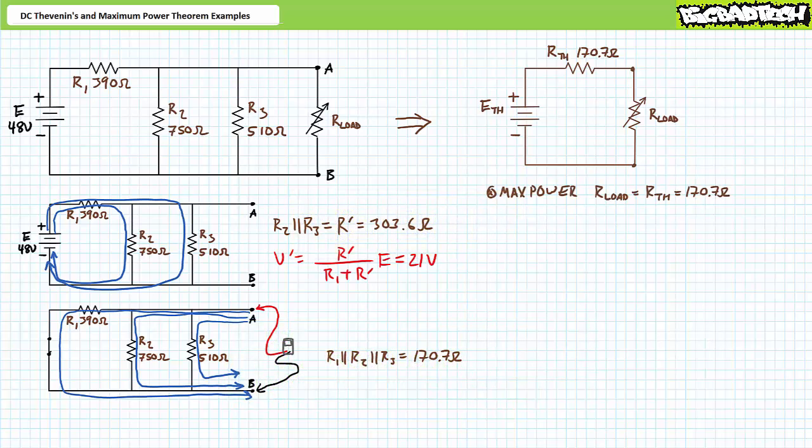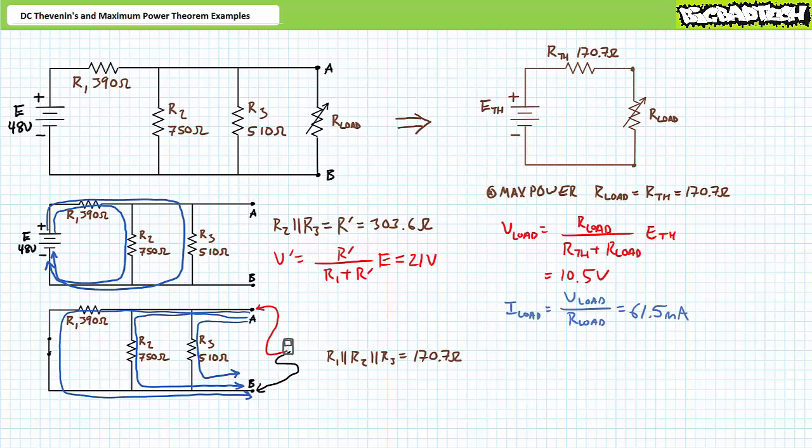The DC maximum power transfer theorem states that maximum power will be transferred to a load resistance when the load resistance equals the Thevenin equivalent resistance for that circuit. Therefore, our variable load resistor should see maximum power when it also has a value of 170.7 ohms. An application of the DC voltage divider rule demonstrates the voltage across the load resistor is 10.5 volts at maximum power conditions. A subsequent application of Ohm's law suggests current through the load at maximum power conditions will be 61.5 milliamperes. Finally, an application of the DC power formula suggests the load will dissipate 646.4 milliwatts of power.